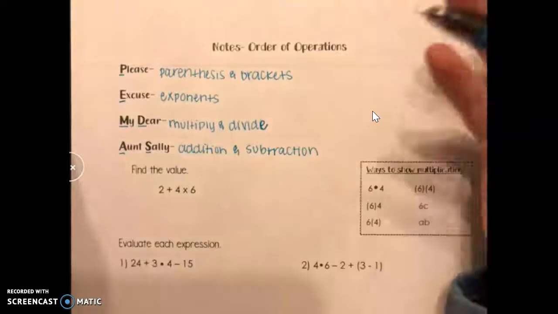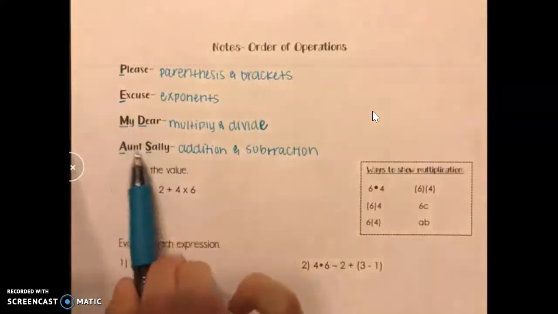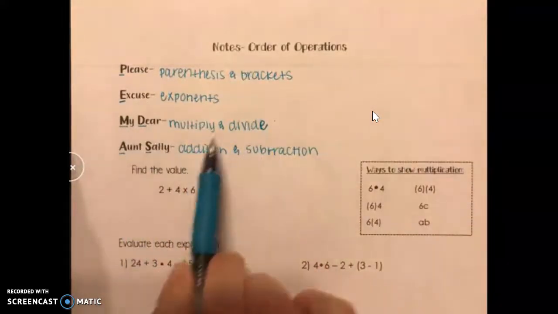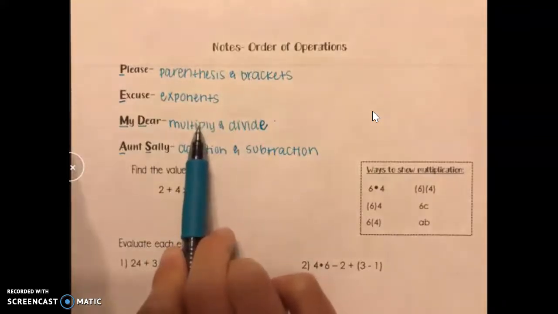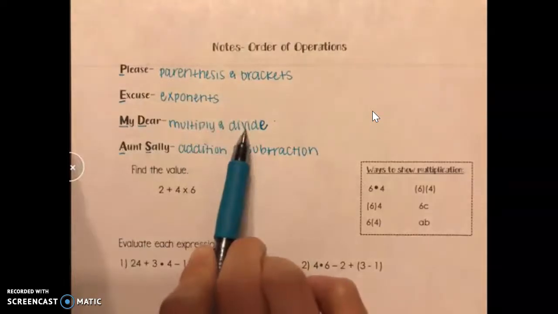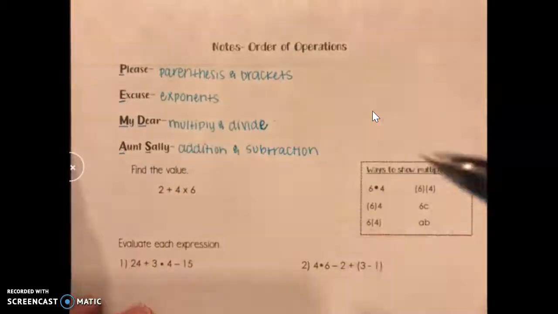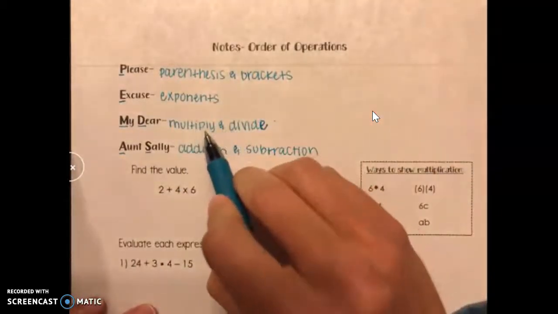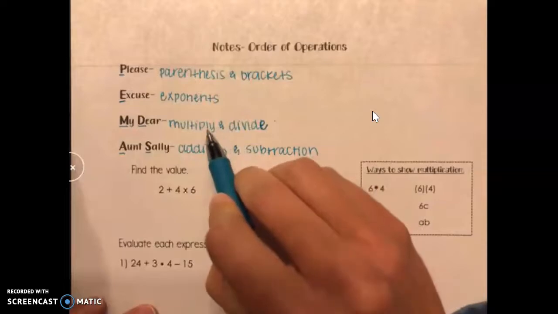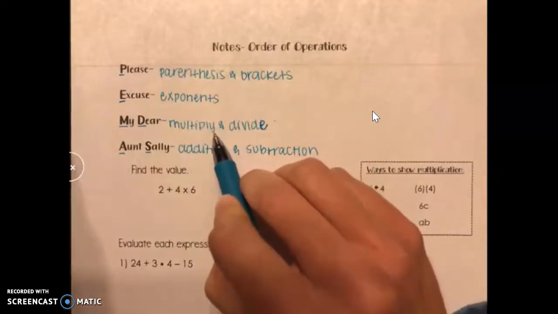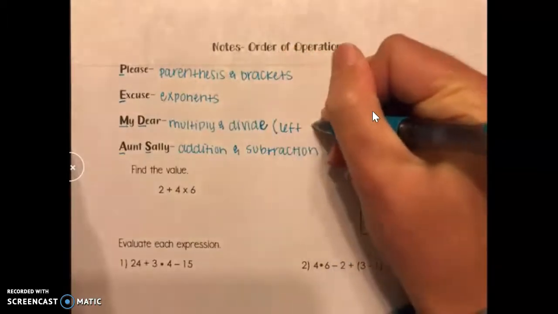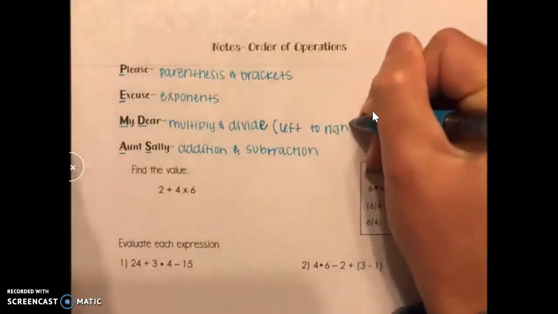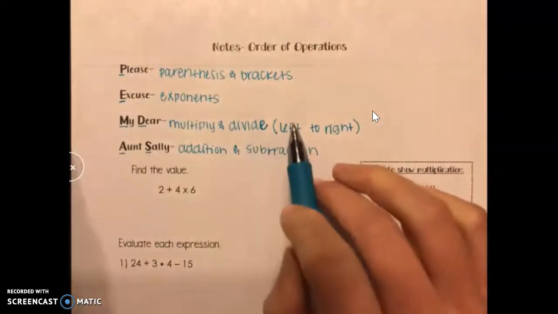So before we start solving anything, I really want to talk about my dear and Aunt Sally. Okay, so multiplying and dividing, and addition and subtraction. So guys, if I were to say 6 times 4, and you would tell me 24, couldn't you then go back and say 24 divided by 6 or 24 divided by 4, and you'd get the same answer? They go hand in hand. So guys, the order doesn't matter, right? If dividing comes first, we would divide. Or if you see multiplying first, you multiply. It doesn't matter which one comes first. You're always going to read it from left to right.